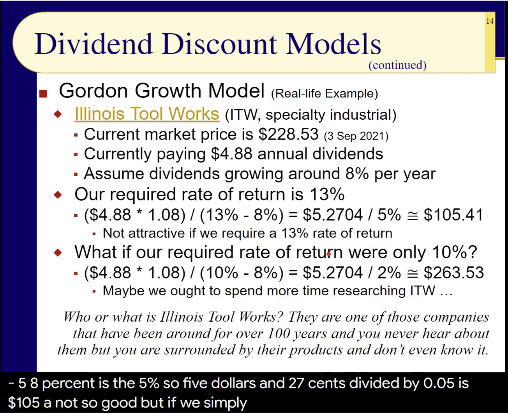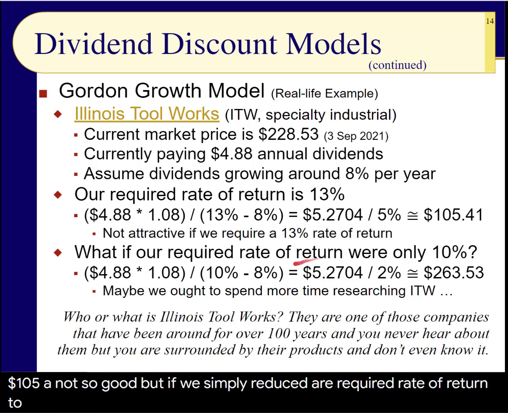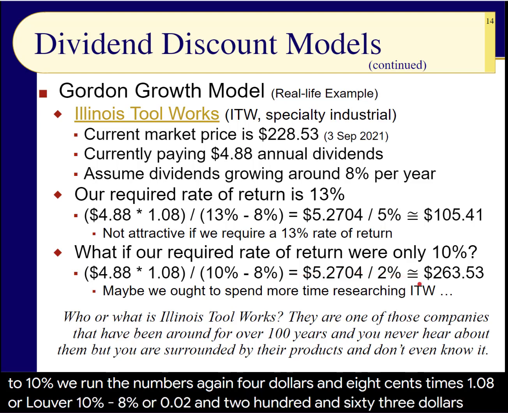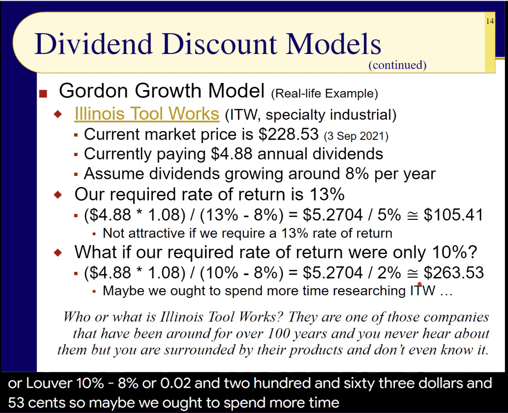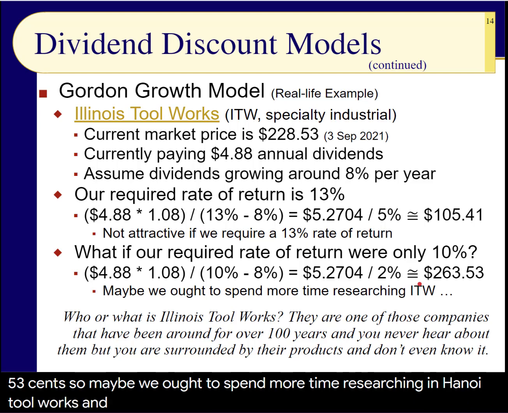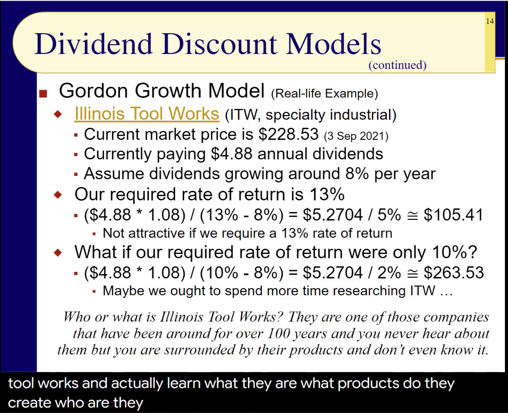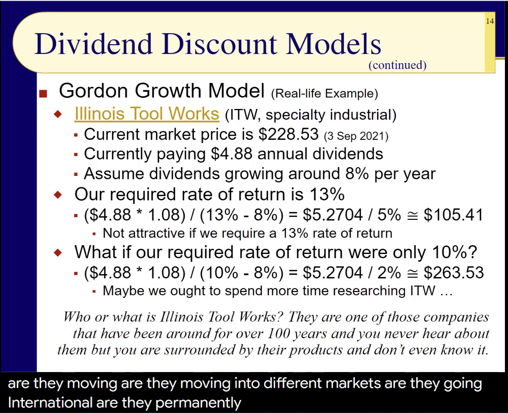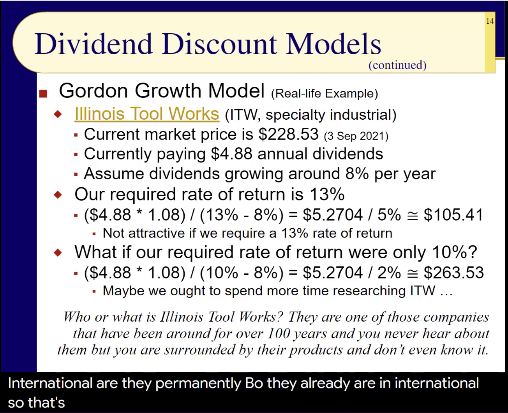But if we simply reduce our required rate of return to 10%, we run the numbers again: $4.88 times 1.08, or a little over $5.27, divided now by 10% minus 8%, or 0.02, and we get $263.53. So maybe we ought to spend more time researching Illinois Toolworks and actually learn what they are. What products do they create? Who are their competitors? Who are their customers, their suppliers? Are they moving into different markets? Are they going international? Maybe they already are international. So that's what you do. This just points you in the right direction.